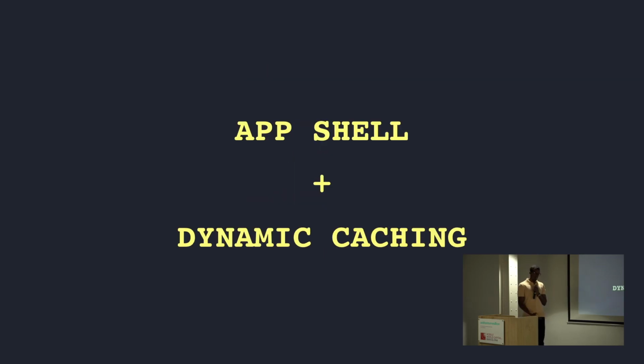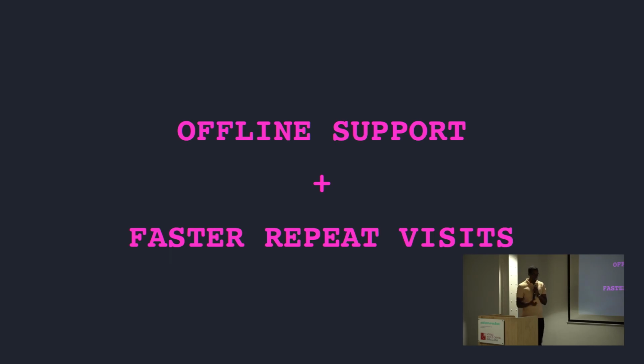So again, using a service worker allows us two things. It allows us to cache an app shell, as well as dynamic content. And the combination allows us to have faster repeat visits, because now we have the app shell always coming from the service worker, but it also allows for offline support, because not just the shell, we're also getting content pre-cached.